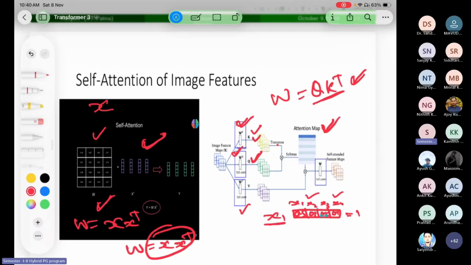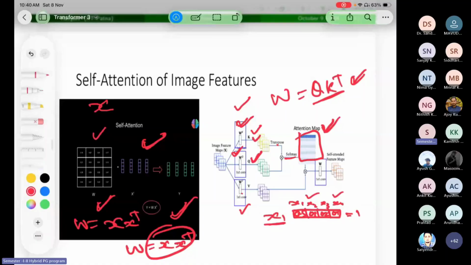And again, if you apply fully connected, you know that fully connected has parameters and you have to learn them. So you have involved learning here. In the earlier case, there was no learning. Here you have involved the learning with the help of fully connected. Okay, so first part, you are getting the attention map.